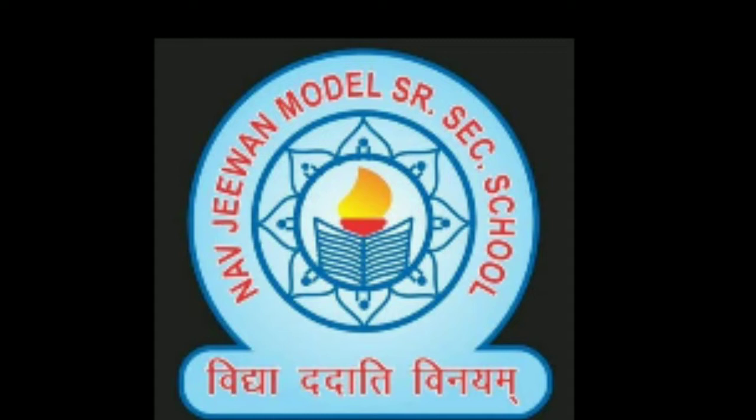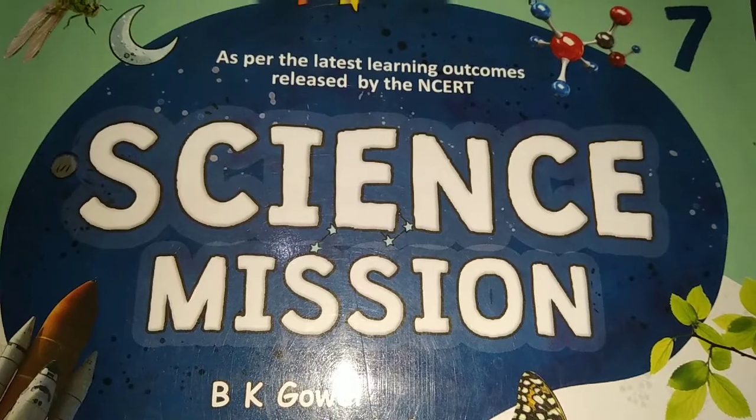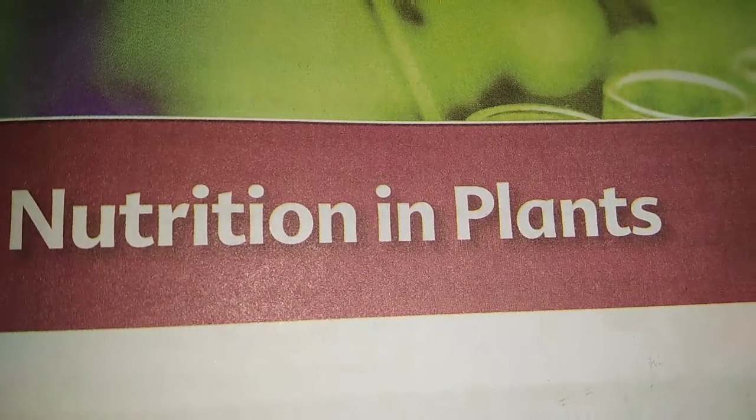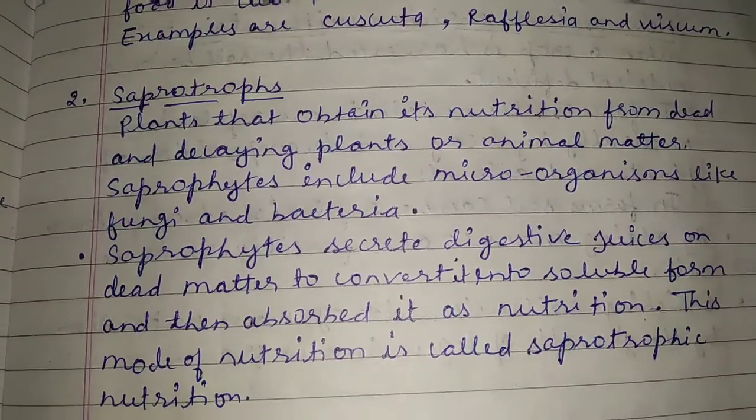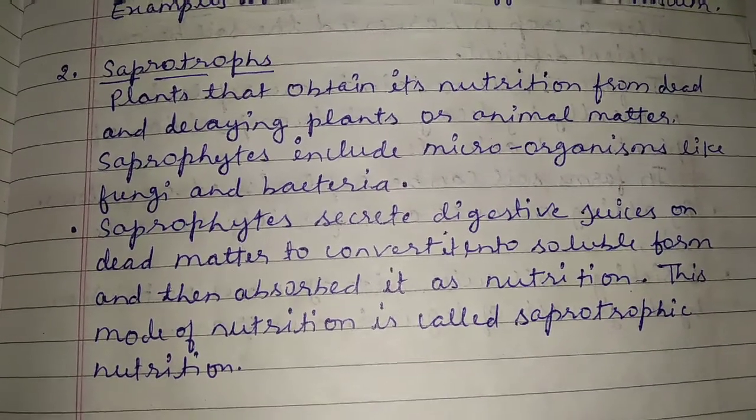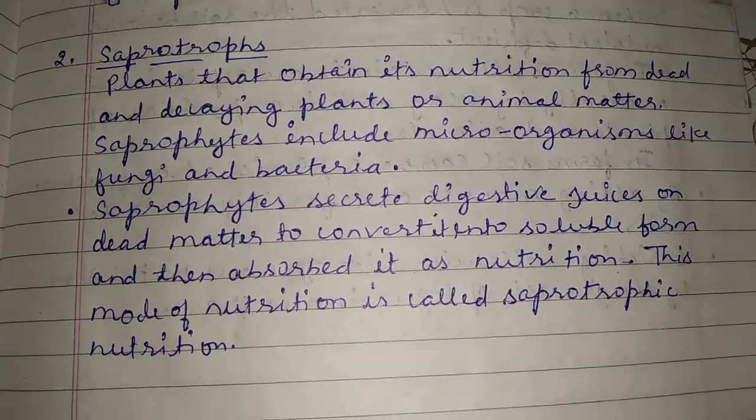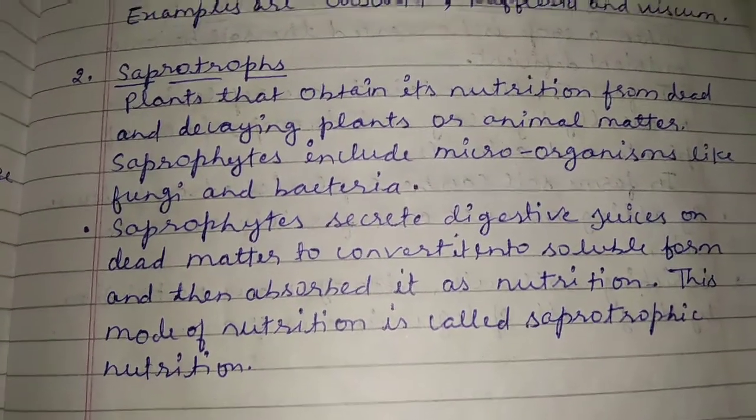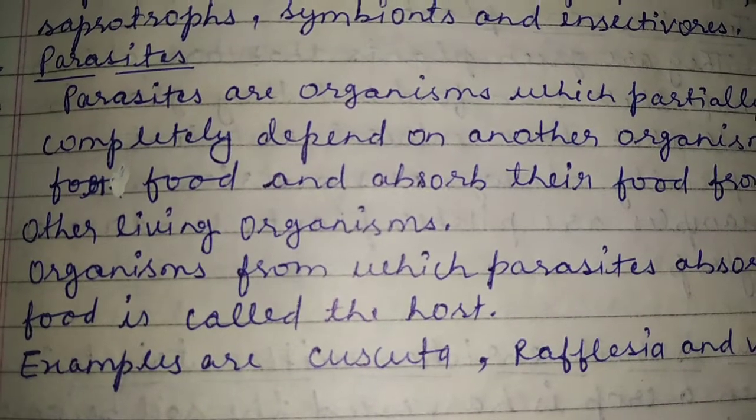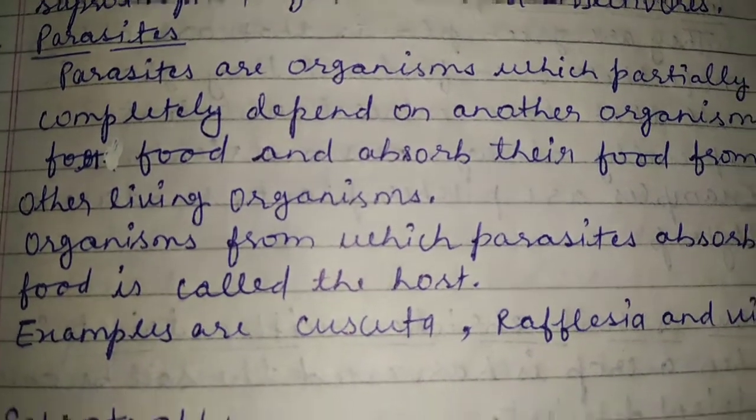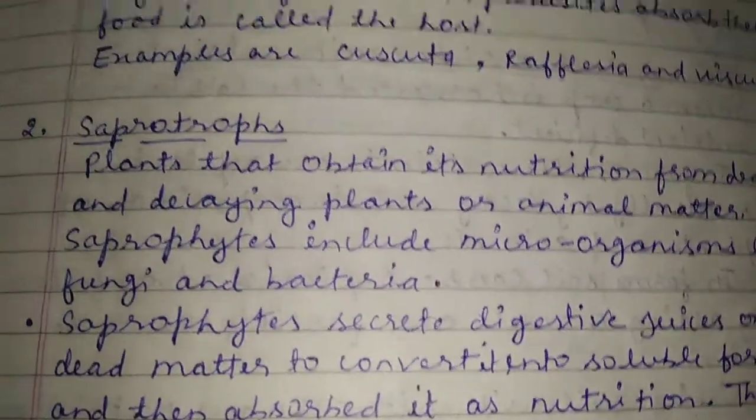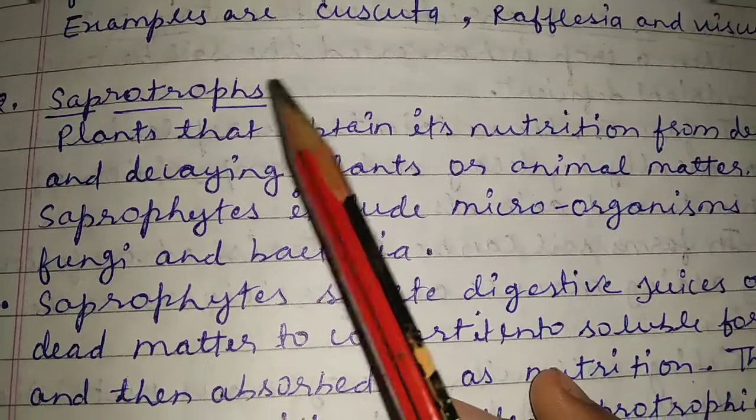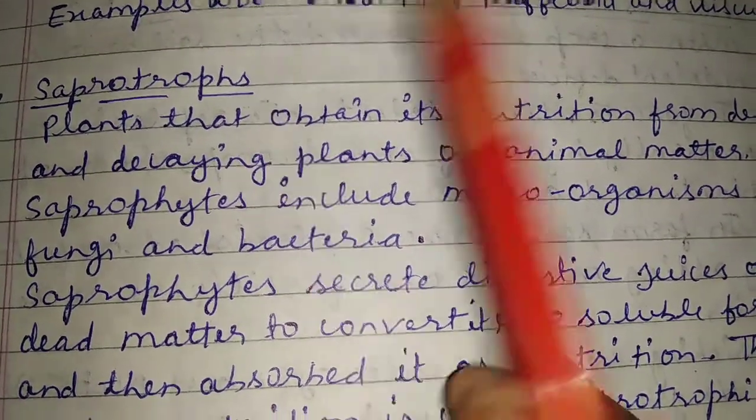Today we are going to do class 7 science. Chapter number 1, nutrition in plants. So students, we were doing heterotrophic mode of nutrition, and in last class I have explained the topic parasites. So today we will do the topic saprotrophs. So students, let's know the term saprotrophs.